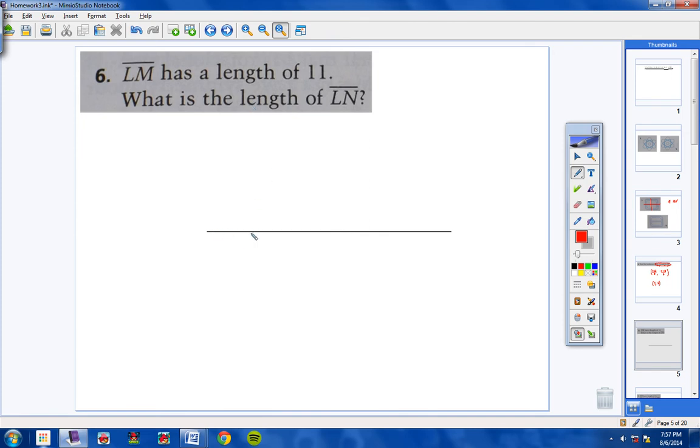So we're going to say L is right here. We're going to say M is right here, okay? And N is the midpoint. That means it's right in the middle of those 2 points. Now, LM has a length of 11. So from here all the way over to here, the entire length of this segment that I'm scribbling on is 11, okay?